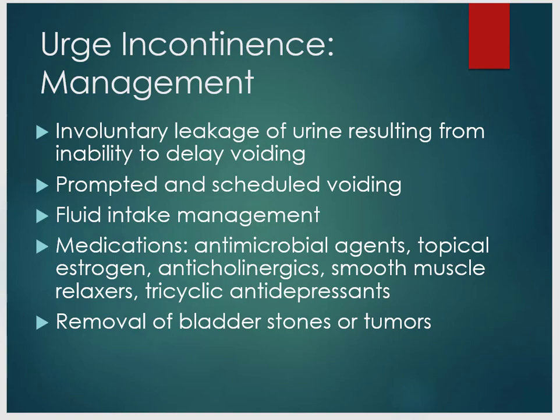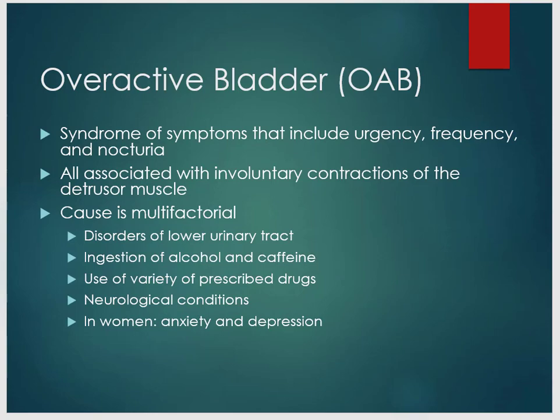Another condition that may be common is overactive bladder, and this includes urgency, frequency, and needing to go to the bathroom more often at nighttime. It's all associated with involuntary contractions of the detrusor muscle, and it can be multifactorial. It could include disorders of the lower urinary tract, what you take in, medications, neurological conditions, and in women can be impacted by anxiety and depression.